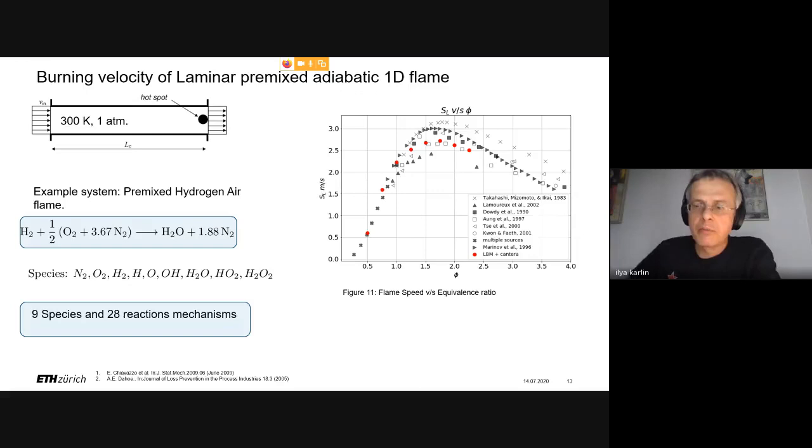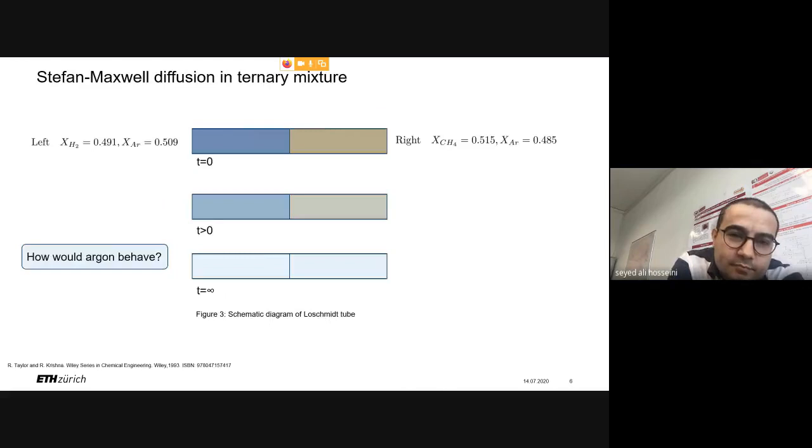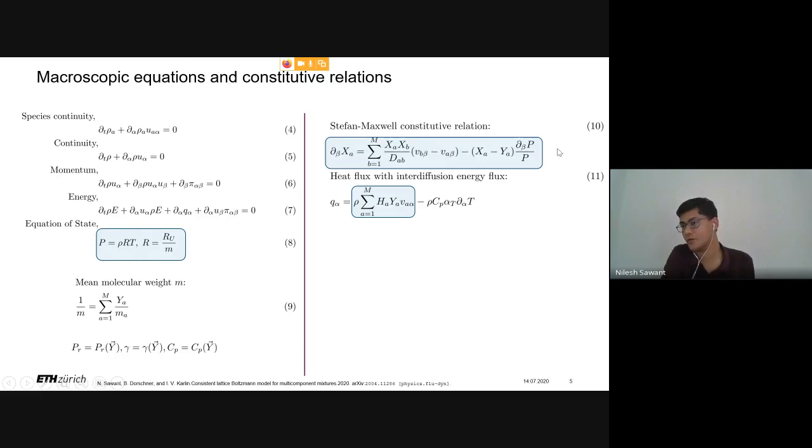One very quick question, if there is time, about second order effects. Have you tried to see how it performs for second order thermal effects like the Dufour effect or the Soret effect? Yeah, so as you can see, my constitutive relation, right now for the Stefan-Maxwell, is only up to Fickian diffusion, so the Soret effect has not been included yet. But that is a good direction in which I can go.